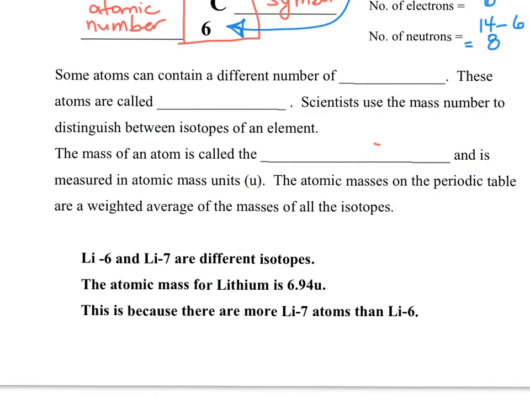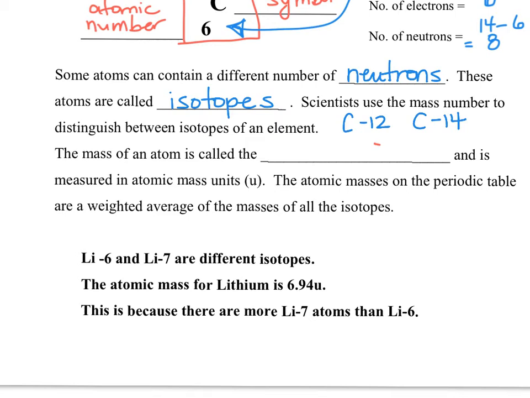Let's talk for a minute about why those are different. So some atoms can contain a different number of neutrons. These atoms are called isotopes. Scientists use the mass number to distinguish between isotopes. So again, remember we talked about carbon 12 and carbon 14. Two different atoms of carbon, but they both have 6 protons, so they are both atoms of carbon.